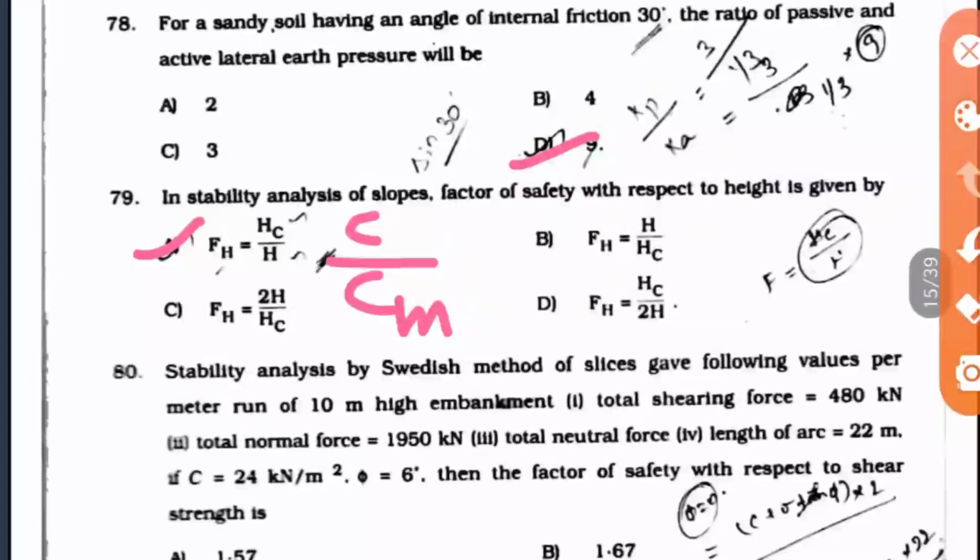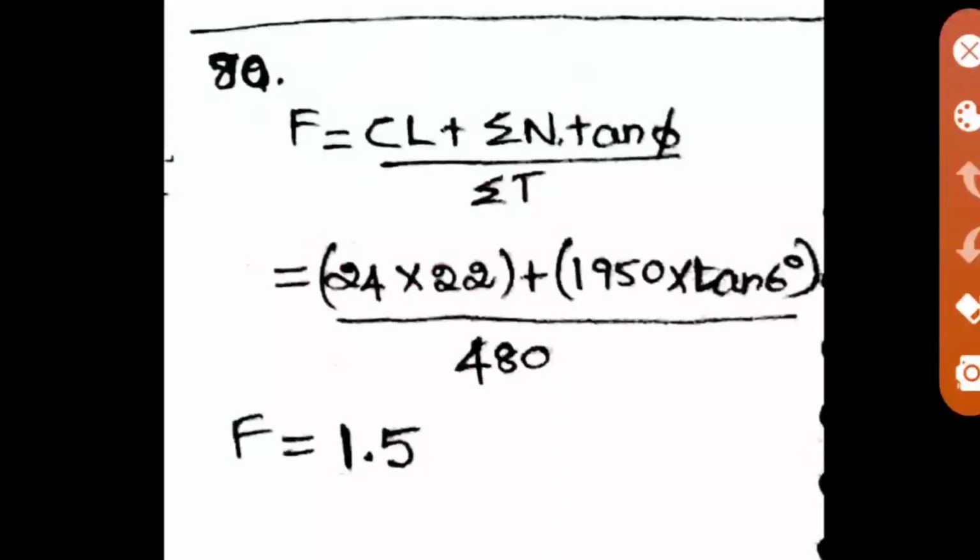And in the TRB key also they have given marks for this question. They have given a free extra mark for this question, but we can solve this and check how to solve it. This is the formula for that. F, that is the factor of safety, is equal to C into L plus sigma n tan phi by sigma t. Here C is the cohesion, L is the length of the arc, and sigma n and sigma t are also given in the question. Tan phi is also given in the question.